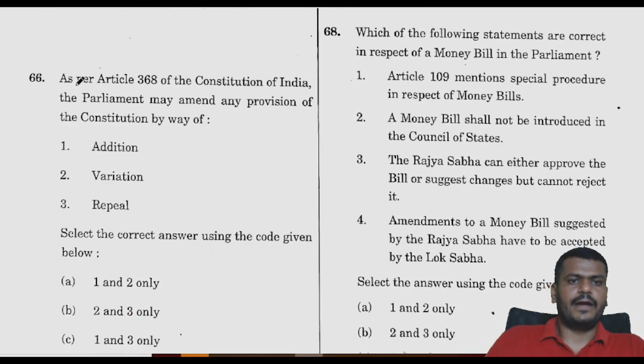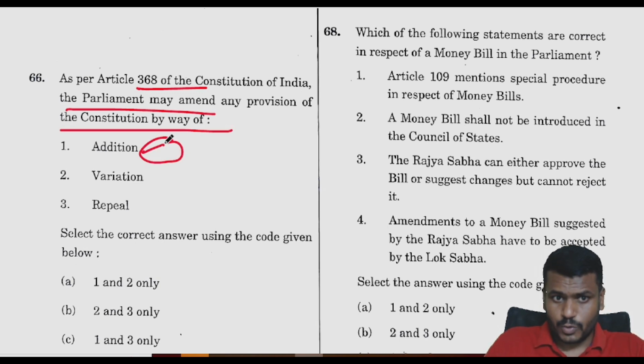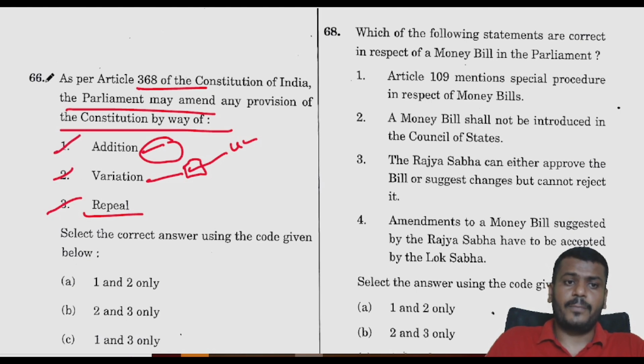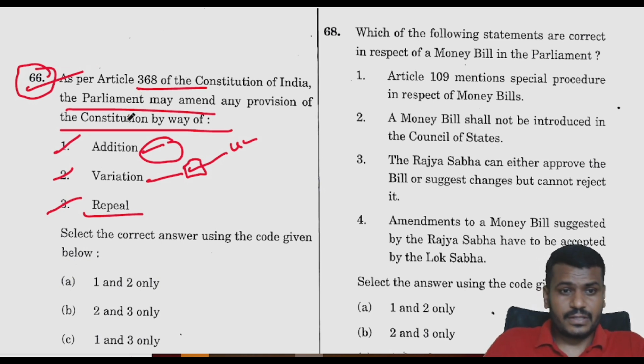Okay, remember this. As per Article 368 of the Indian Constitution, Parliament may amend any provision of the Constitution by way of addition. Definitely they can add something to the Constitution. Variation, yes, whatever provision is there, they can change it. They can increase the age, decrease the age, something like that. Repealing also they can do. Okay, apart from the basic structure of the Constitution, which emerged in 1973 from the Kesavananda Bharati case, anything and everything can be changed by Parliament, and the Supreme Court will tell whether that is right or wrong under judicial review.